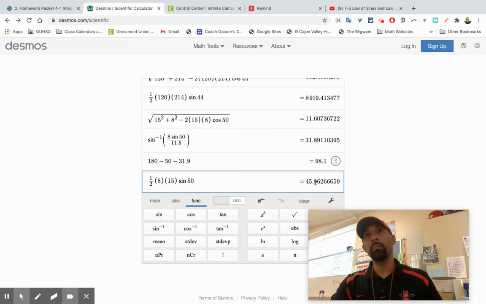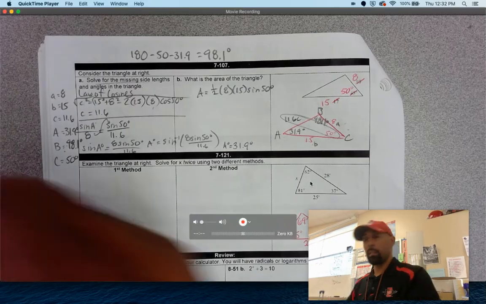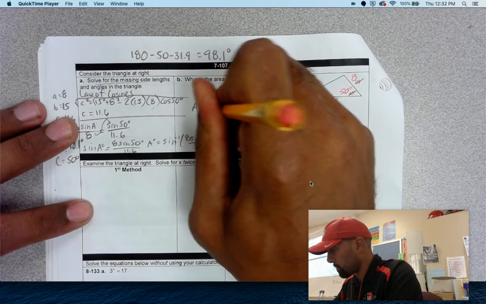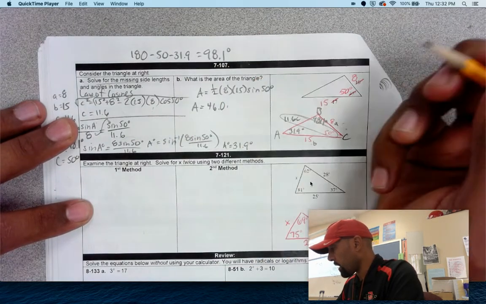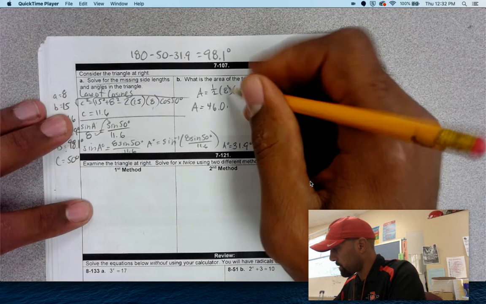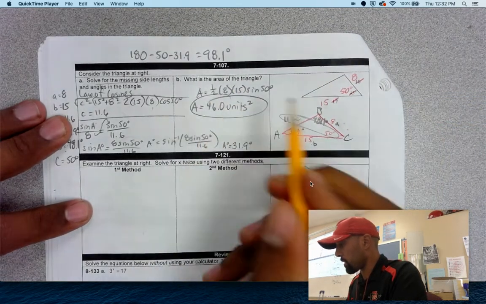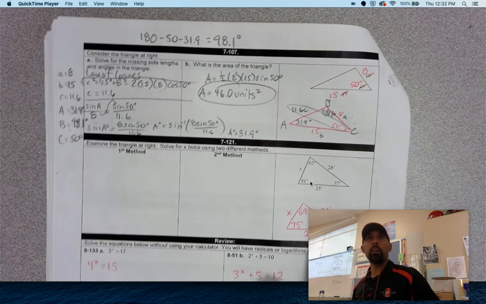45.9. That 6 is going to round the 9 up to 10, which means that the 6 will also round up to 6. So 40.6. Sorry, 46.0. And there's no units here, so we'll just say units squared because it's area. Okay. All right. Next one.